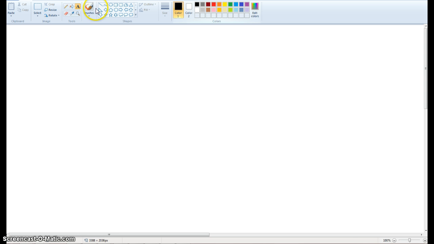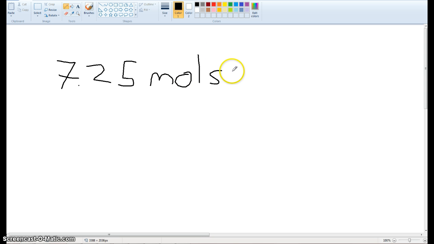Okay, we had 7.25 moles. And we don't want moles, right? We want it in terms of mass. So what we're going to need to do is multiply that by a fraction, which will allow us to get rid of the moles. So we want moles down here in the denominator. And what do we want up here? Well, we wanted mass, so we're going to want grams up here.